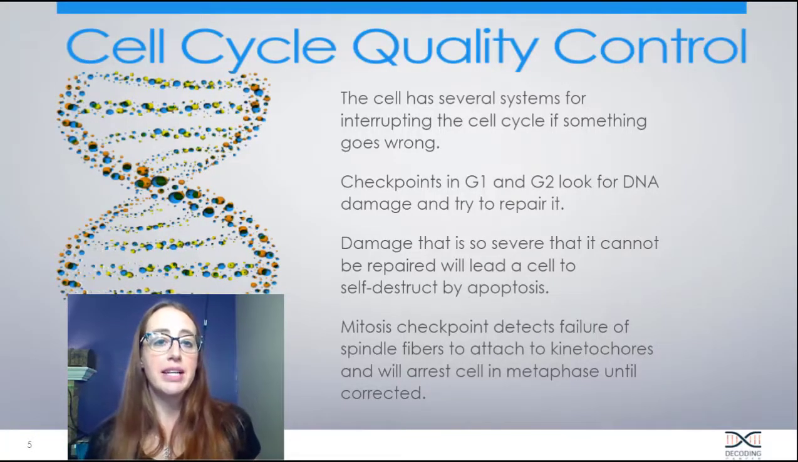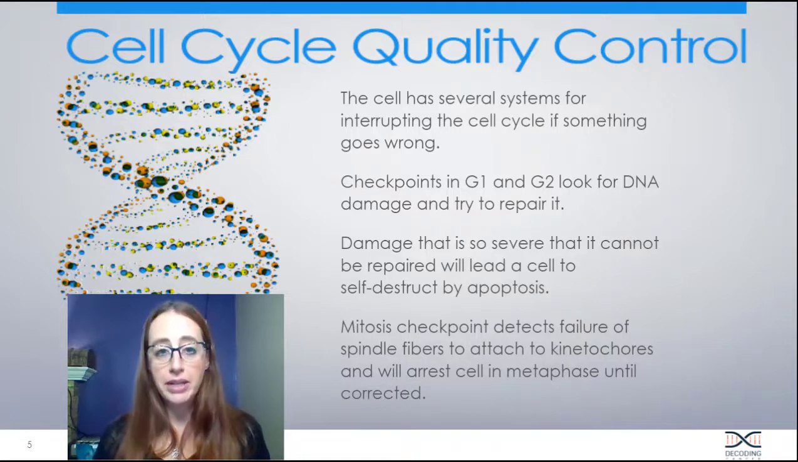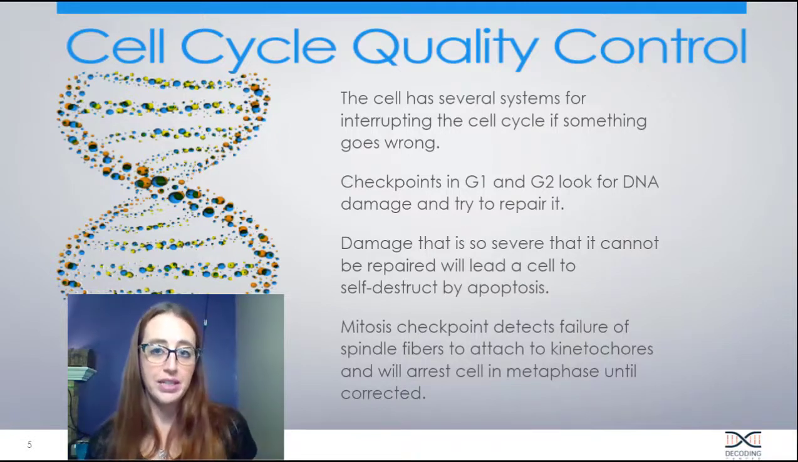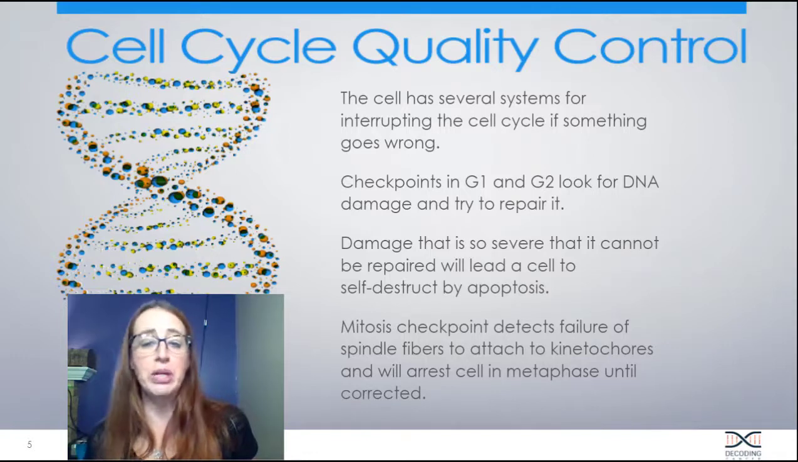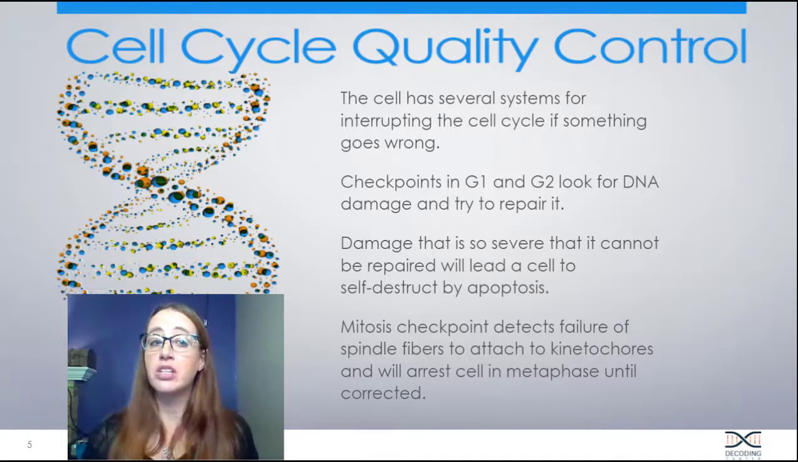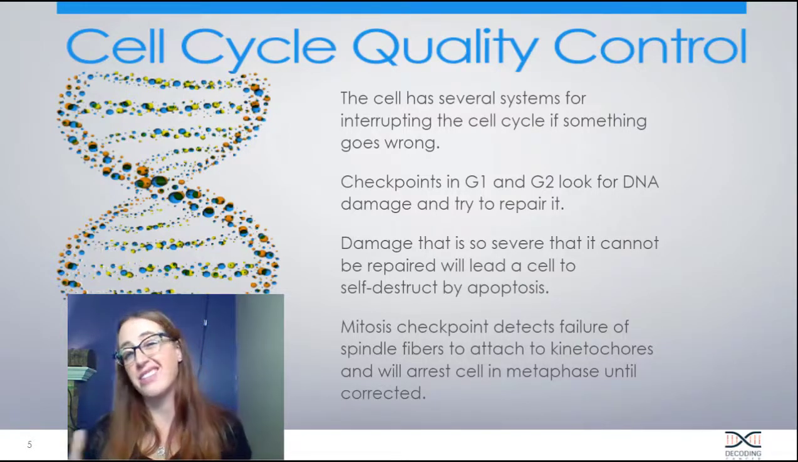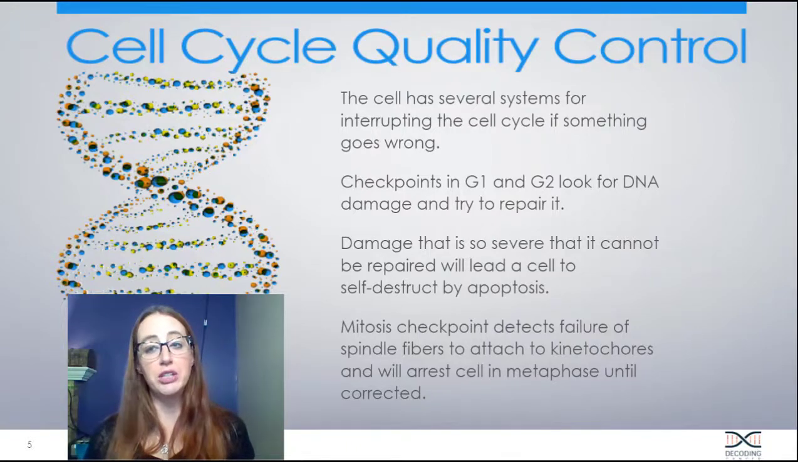There are checkpoints in both of the growth phases of the cell cycle, which look through the DNA for any damage and try to repair it. If this cannot be repaired, it can tag that cell for destruction. There is another main checkpoint during mitosis. If the spindle fibers are unable to attach due to damage, then the cell gets stuck in metaphase until the issue can either be fixed or apoptosis occurs.